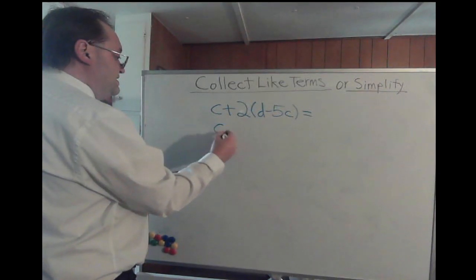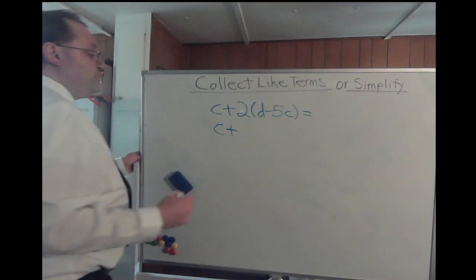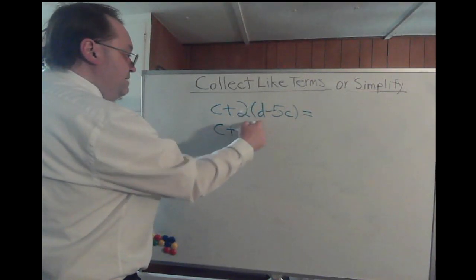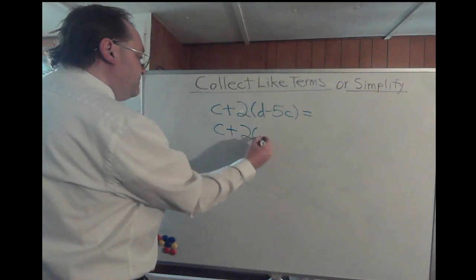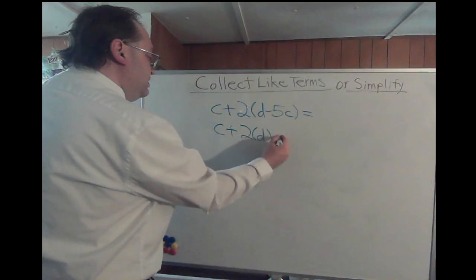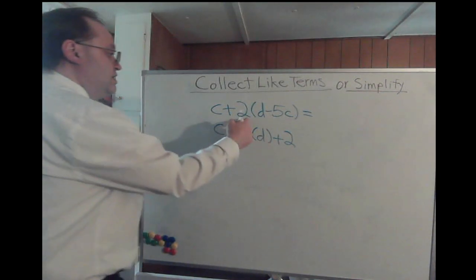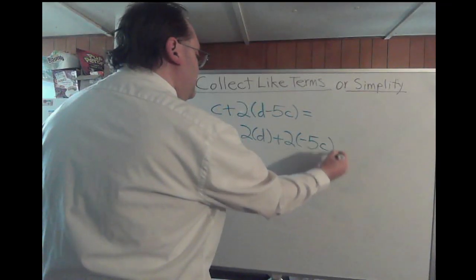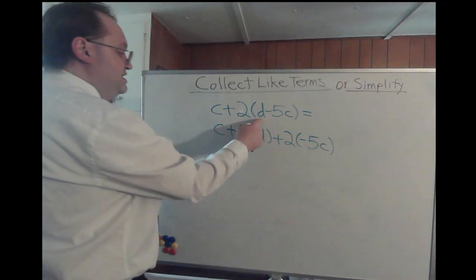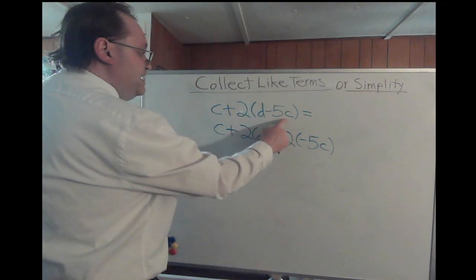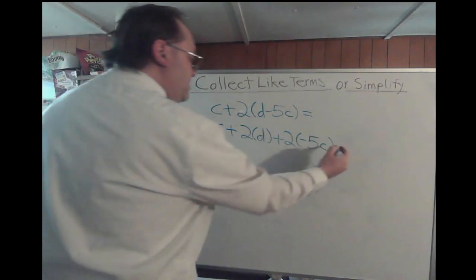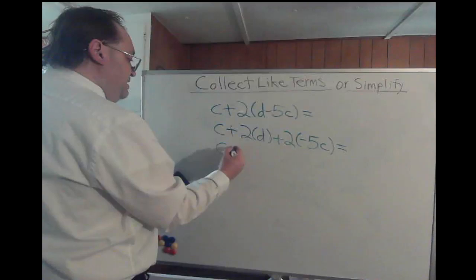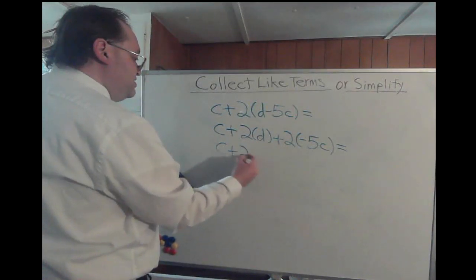But of course you'll write c plus, now remember when you distribute you would do 2 times d, so it would be 2 times the first term plus 2 times that negative 5c. So it would be 2 times d plus 2 times that negative 5c. Now, of course, we're going to do our multiplication. We'll have c plus, what is 2 times d? That's 2d.